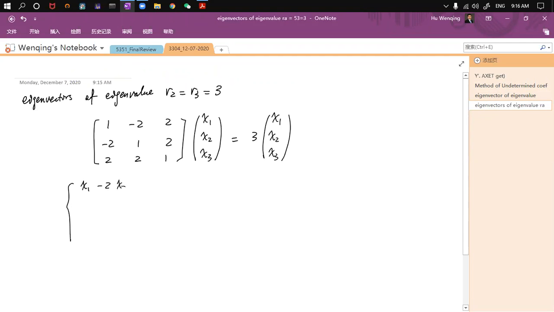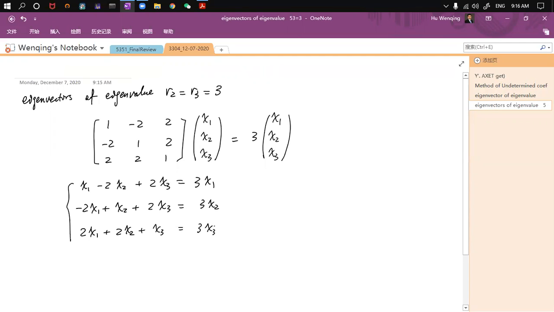x1 minus 2 times x2 plus 2 times x3 is 3 times x1. Minus 2 of x1 plus x2 plus 2 times x3 is 3 times x2. 2 times x1 plus 2 times x2 plus x3 is 3 times x3. So you're going to have this system of equations. Now we're going to do a little bit of the algebra here.